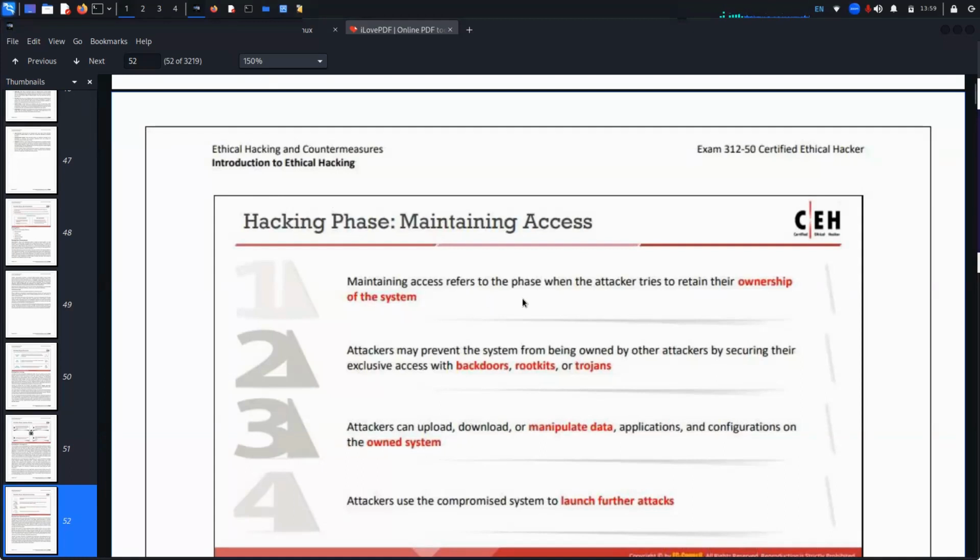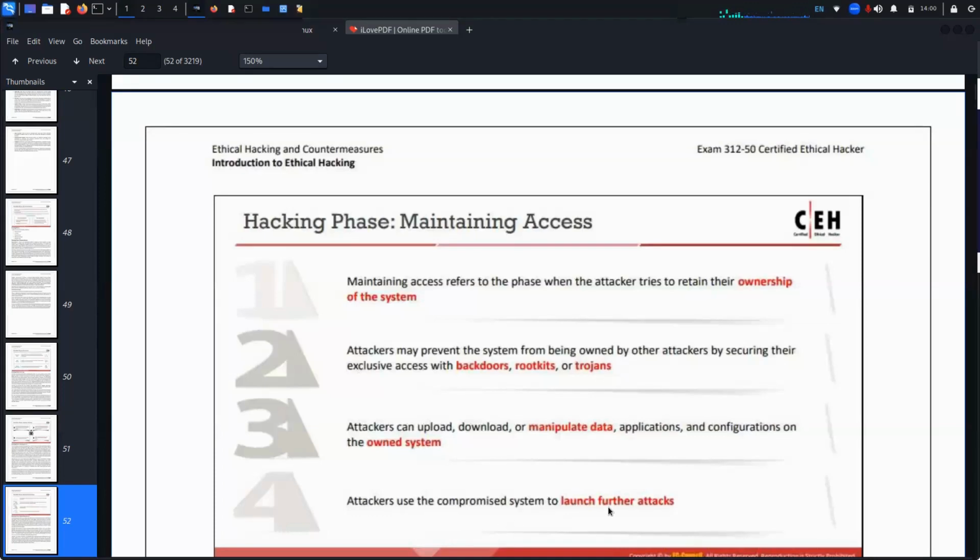So maintaining access refers to the phase where the attacker tries to retain the ownership of the system, right? They might install backdoors, rootkits, trojans. Attackers can upload or download or manipulate data, applications, and configuration on the system by maintaining access. If you gain access and you start taking data out, and one minute the connection is broken, that is game over for you, and you have to start all over again, right? So maintaining access is the first thing that we do before we start with any kind of malicious activity.